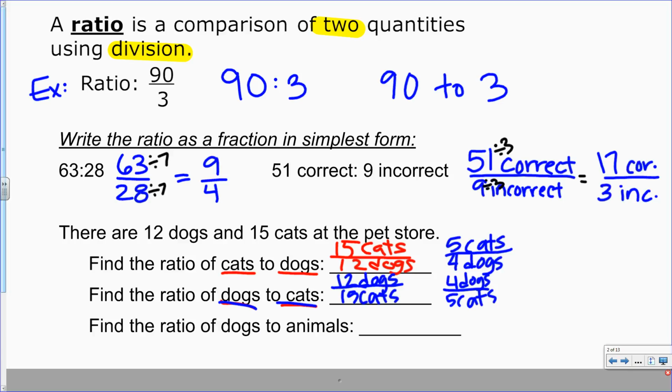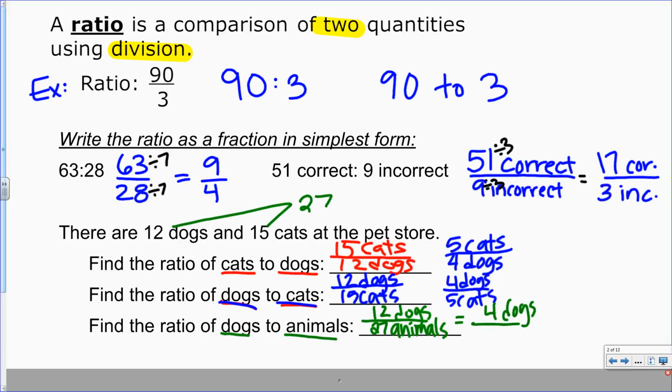Now let's look at this last one. Find the ratio of dogs to animals. Dogs is mentioned first. There are 12 dogs. And they want to compare that to animals. Now I have 12 dogs and 15 cats. So together, I have 27 animals. So I'd say 12 over 27 animals. Now, 3 can go into both of those, so I can reduce this still. 12 divided by 3 is 4. So there's 4 dogs for every 27 divided by 3 is 9 animals. That's how you work with ratios.